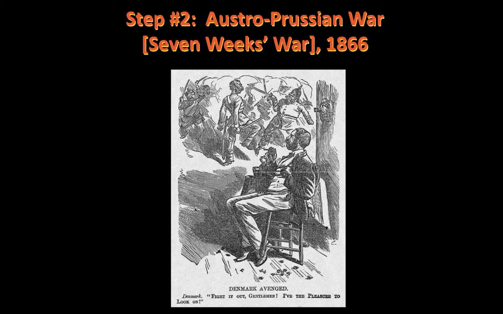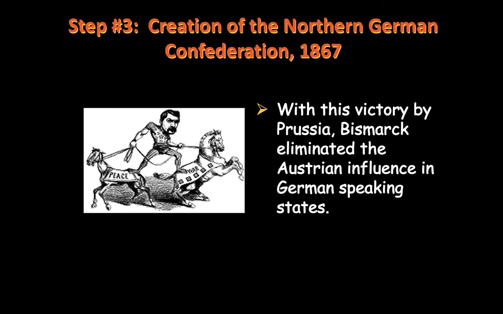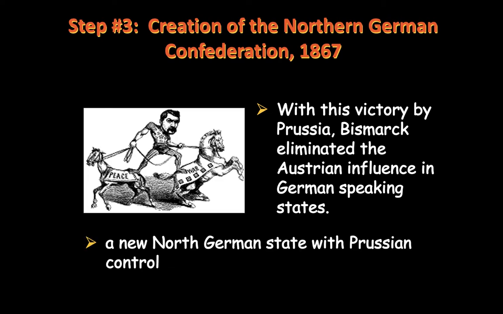But I want to remind you, this is a 7 Weeks' War. Prussia defeats Austria, but Prussia does not crush it. Prussia does not go into the capital and destroy it or burn it down. So with this, Bismarck can kick the Austrians out of German affairs. And he's trying to balance here both peace and war. And he's created a North German state under Prussian control.